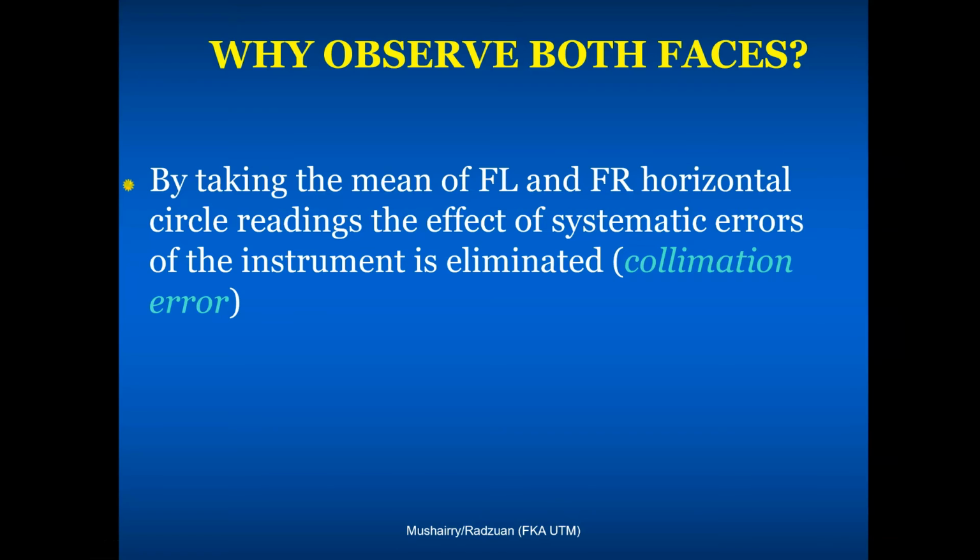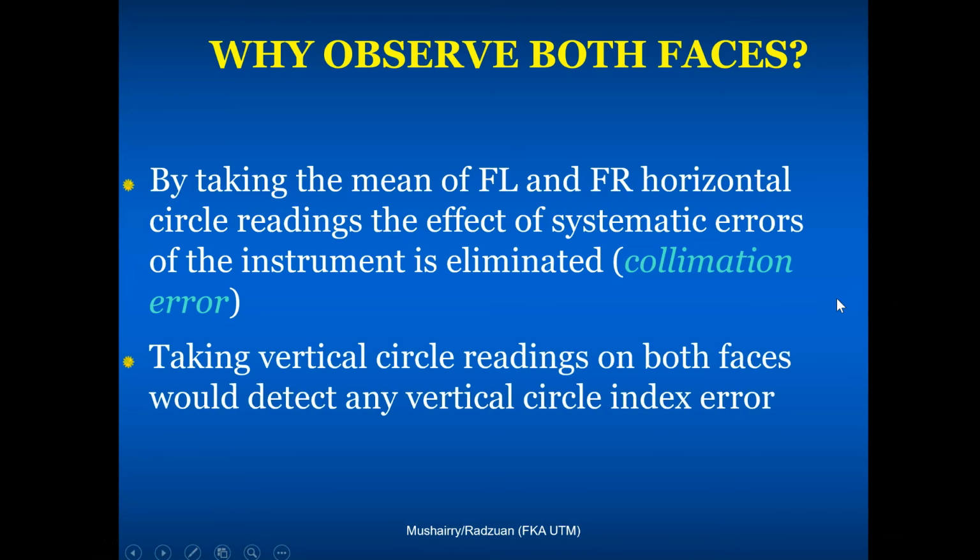If you skip doing this, there'll be no checks. You cannot be certain of the values that you have observed. Again, as far as the vertical circle readings are concerned, by taking the mean, you will take care of any zero error. We call it the vertical circle index error, the zero error, the zenith.